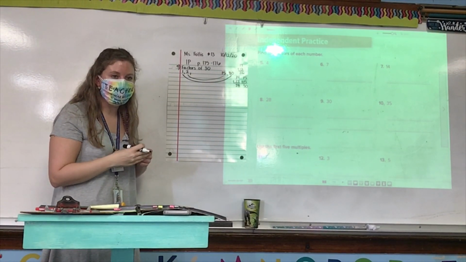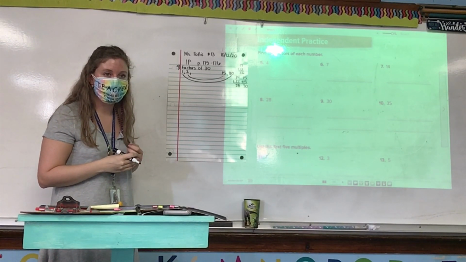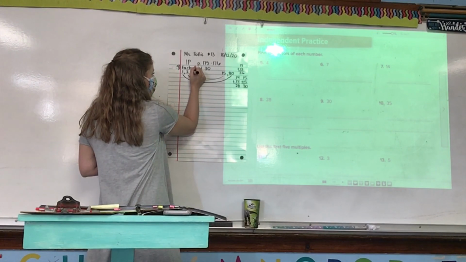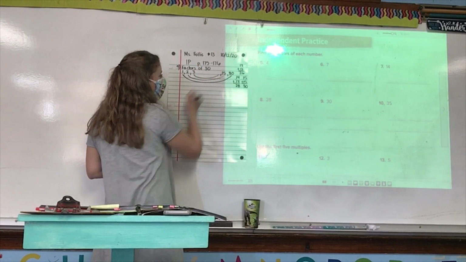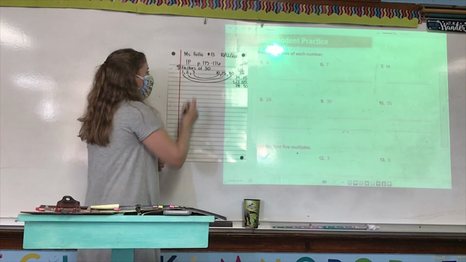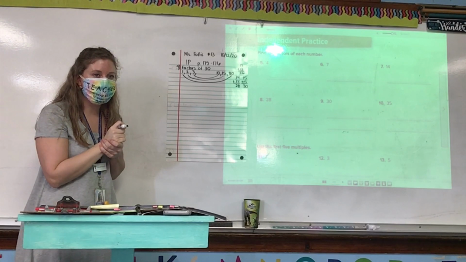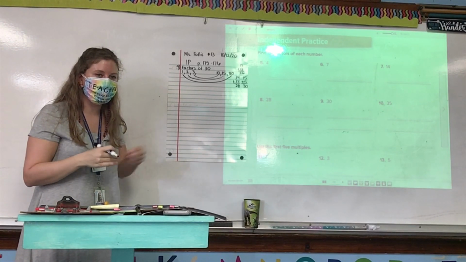Okay, now next comes 3. Is 3 a factor of 30? Is there anything we know we can multiply 3 by to get 30? Yes. 3 times what equals 30? 10. Now we have to think of 4. Is 4 a factor of 30? Is there anything we can multiply 4 by to get 30? So think of your 4 times tables.